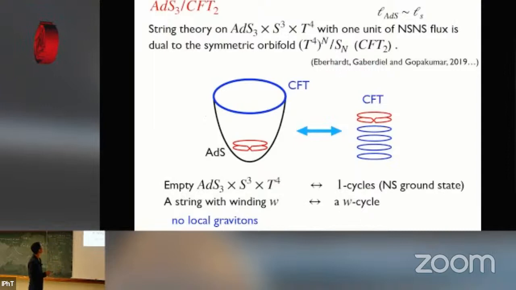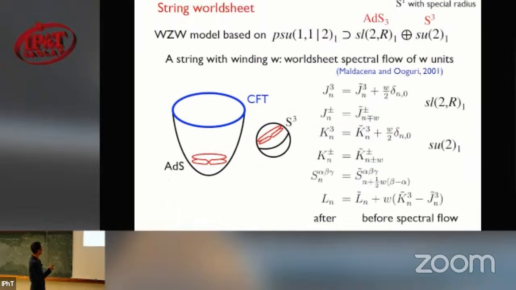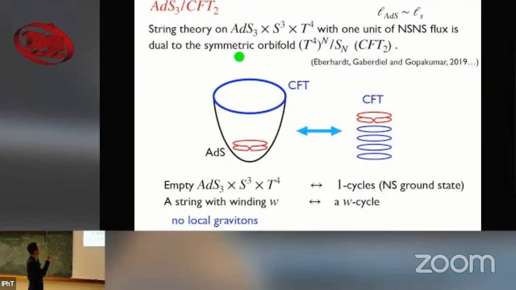Maybe let me first review the original work by Gaberdiel and his collaborators. String theory in this background with one unit of NS flux is dual to the symmetric orbifold CFT. In this case, the string length is comparable to the AdS length scale, so the string is very big. The duality is roughly like this. The empty AdS3 background corresponds, on the CFT side, to all the cycles being length-one cycles, all in the NS ground state. If you put a string in the empty AdS with winding w, so it has winding w around the AdS, then it corresponds to a w-cycle on the boundary.